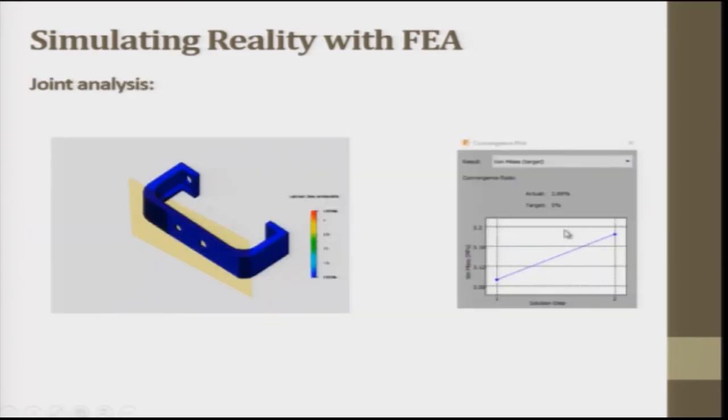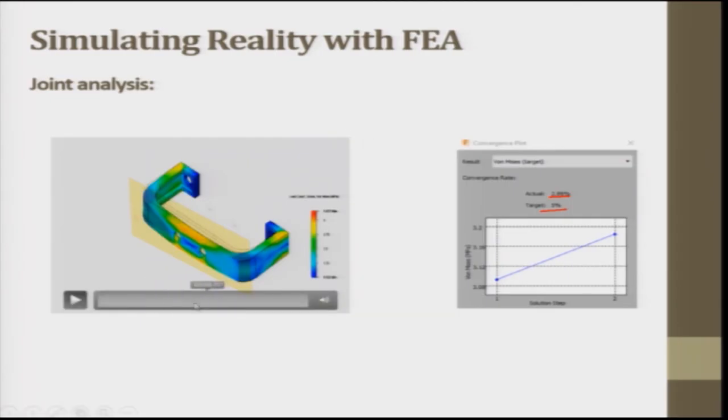Next is joint analysis. In joint analysis, we added this 1 versus a target. So actual was 2.89% and target was 5%. So I have a video for you here, a short video. You can see the joint analysis, how the joint moved. This is how it moves. So this is the animation that is there in the software.